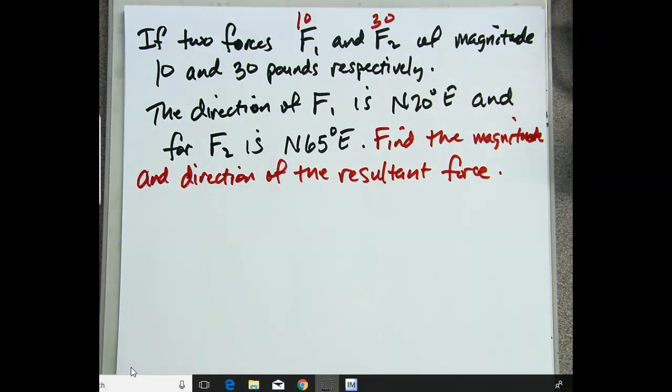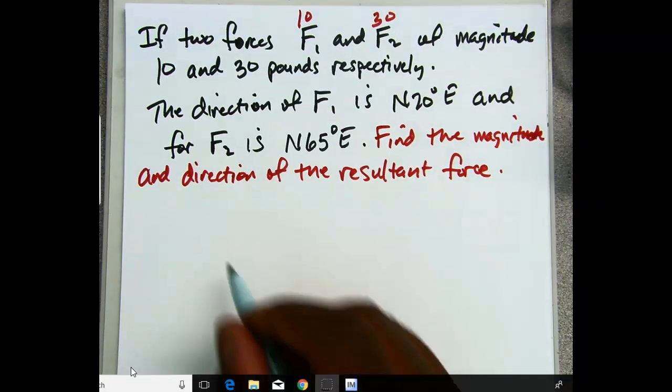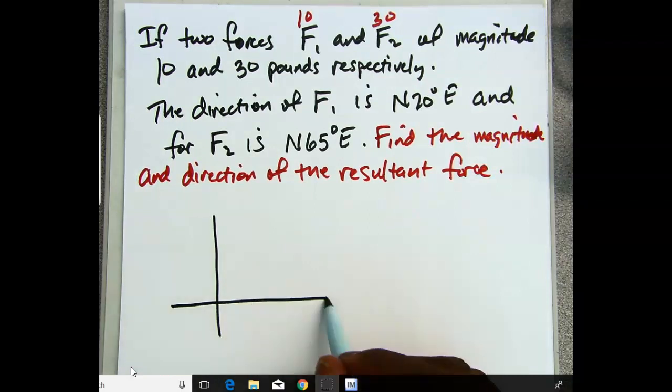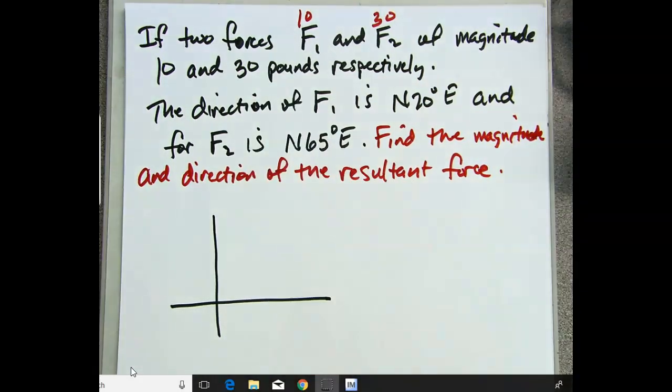All right, so let's take a look graphically at what we're dealing with. First off, the two forces, F1 has a magnitude of 10 and F2 has a magnitude of 30. What does the magnitude of a vector mean? What is its magnitude? It's its length. So right away we should know that F2 is going to be longer than F1. F2 is 30, F1 is 10.